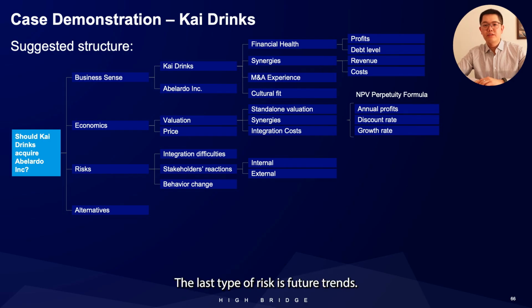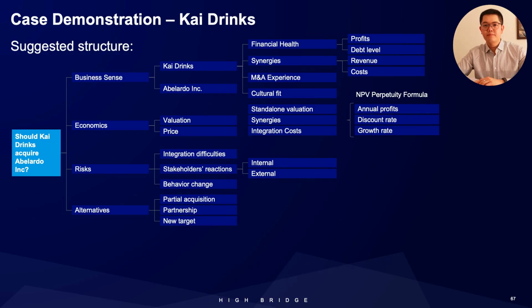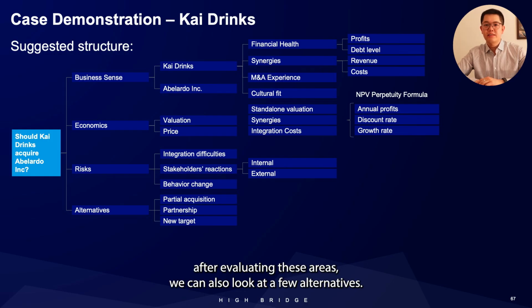The last type of risk is future trends. Perhaps future trends may not favor us. For instance, in the future, more people in the Philippines may pursue a healthier lifestyle and consume fewer soft drinks. Finally, if acquiring Abelardo seems unlikely after evaluating these areas, we can also look at a few alternatives.